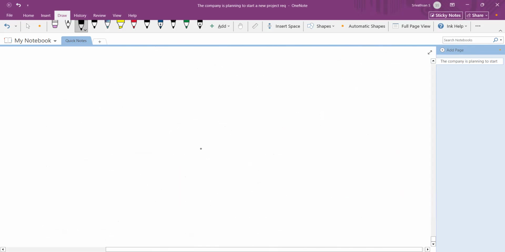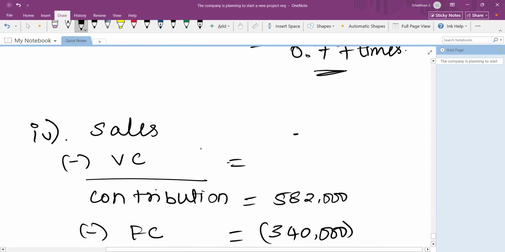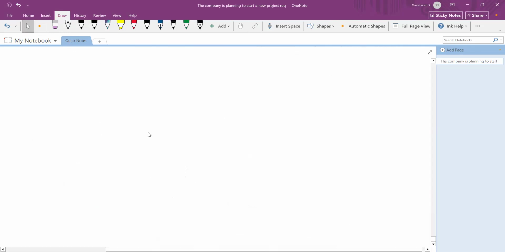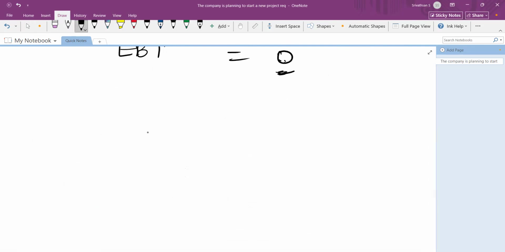So now what we can do is, I don't know the sales amount, so let me keep it as X. But out of the sales amount, I know that 13.6% is contribution, which means this 5,82,000 is 13.6% of sales. And the remaining 86.4% is nothing but the variable cost, right? So what do we know now? We know that this 5,82,000 is 13.6% of sales. So let's calculate it.